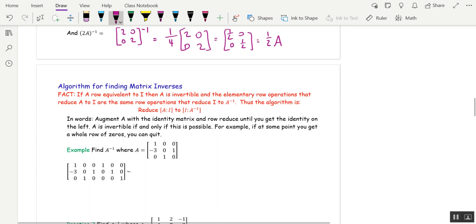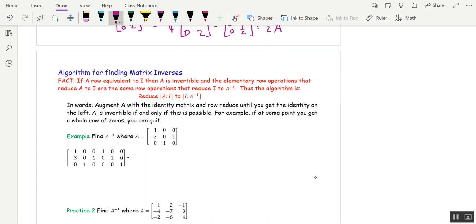Okay, so let's do an example. Oh, and by the way, if you can't do this, if at some point you get a row of all zeros on the left, then A is not invertible. If you can't end up with the identity here, A is not invertible.